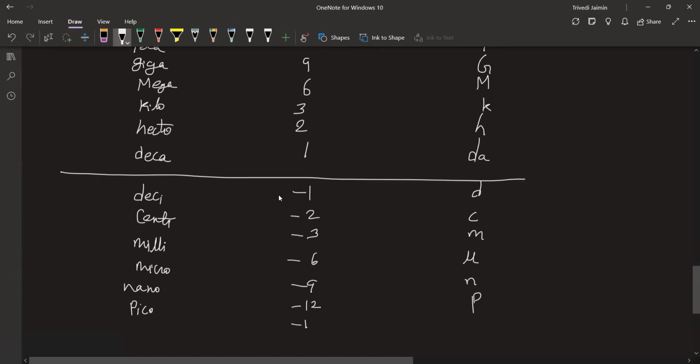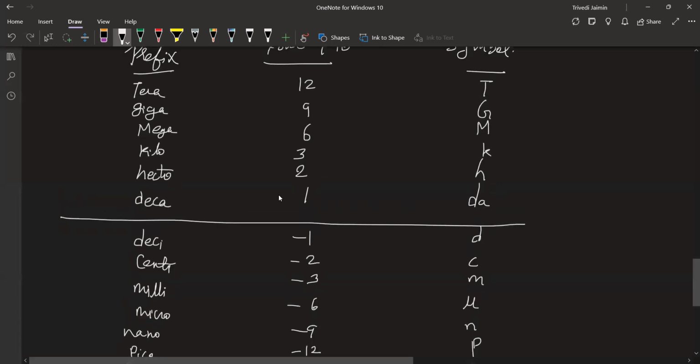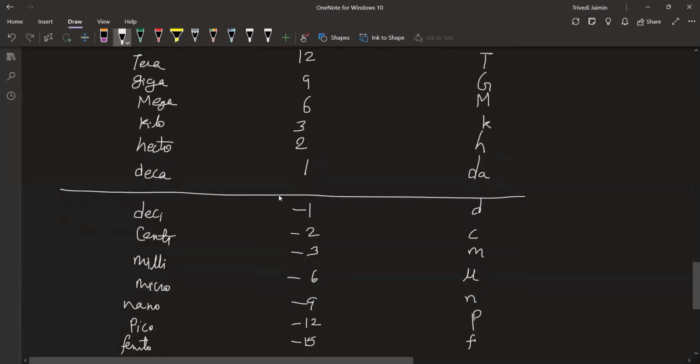And atto is minus 18, denoted by a. After that, it's not required actually. This is also more than enough. Sir, what is the one for minus 15? Femto, F-E-M-T-O, denoted by f. Okay.